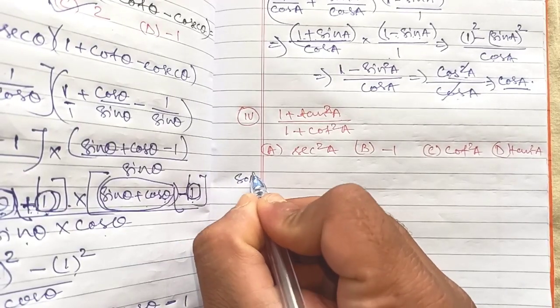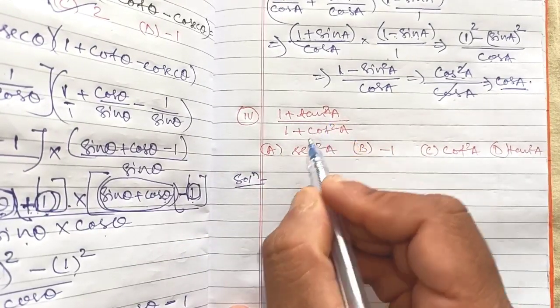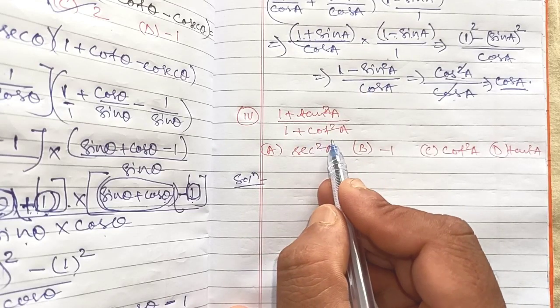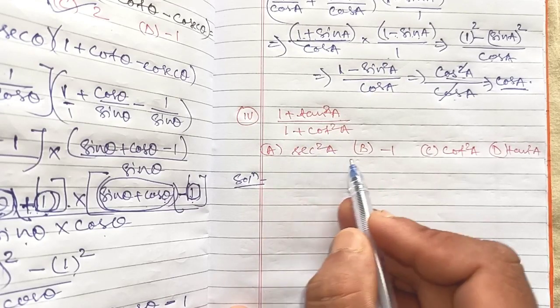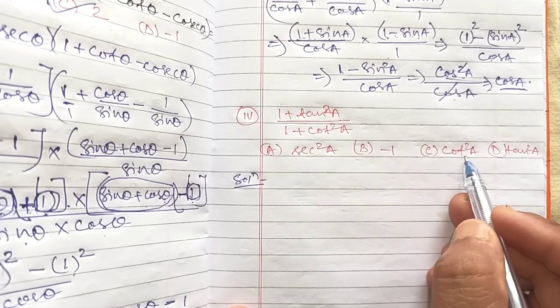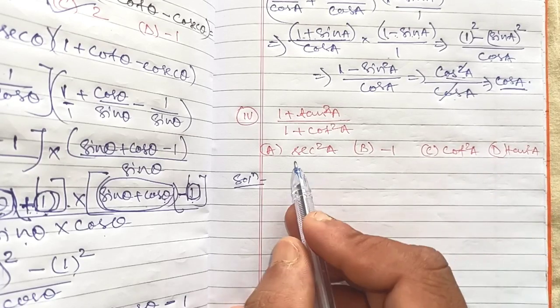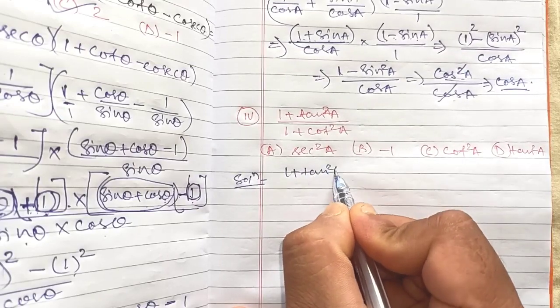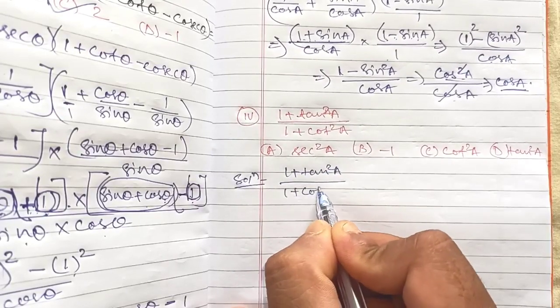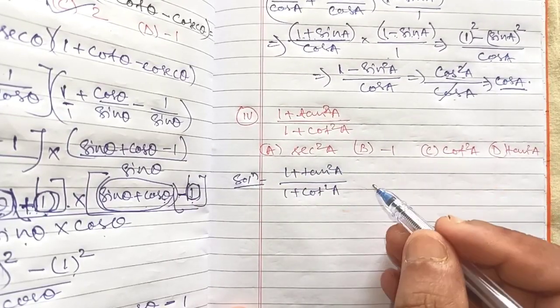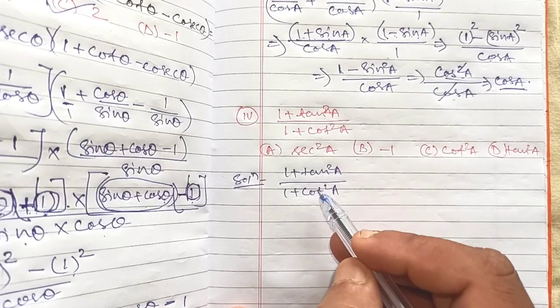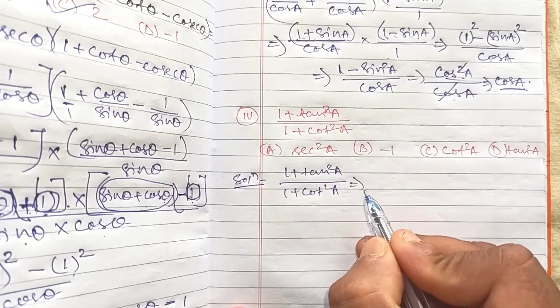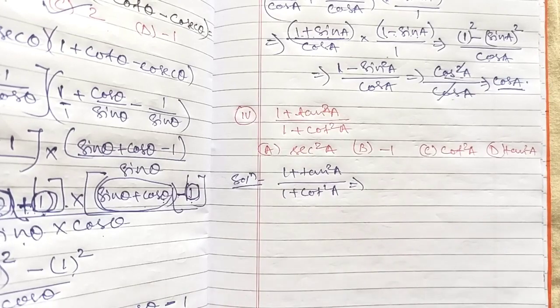Now fourth bit. In the fourth bit, the question is given: 1 plus tan square a divided by 1 plus cot square a, and the 4 options are: a, sec square a; b, minus 1; c, cot square a; and d, tan square a. We have to get the correct option from this. Okay, so I will write the question once again. As I already told you, wherever square is there, we can write their formulas. So there must be a formula for 1 plus tan square a.